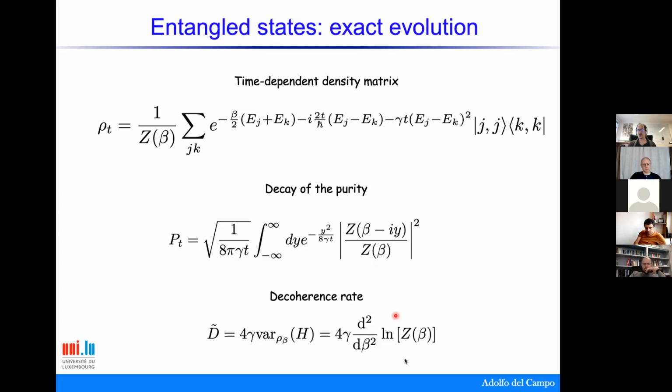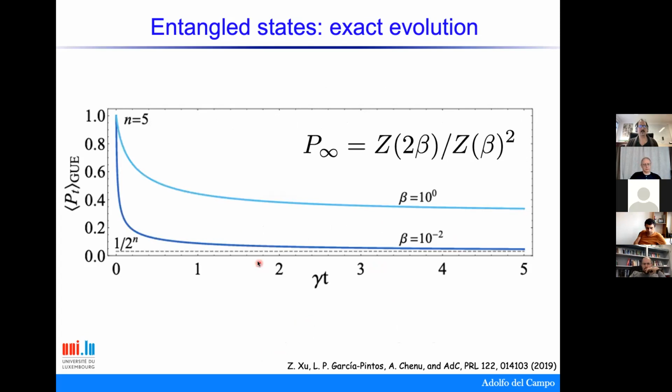And what you see is, this is an example of what's called a unital map. So the dynamics is unital, and there's a theorem by Daniel Lidar, Salvani, and Aliski that tells you that the purity is going to decay monotonically as a function of time. It's not possible for the purity to increase, it has to decay monotonically. And you see here the behavior for two different temperatures. If the initial temperature is high, then you decay to a lower value.